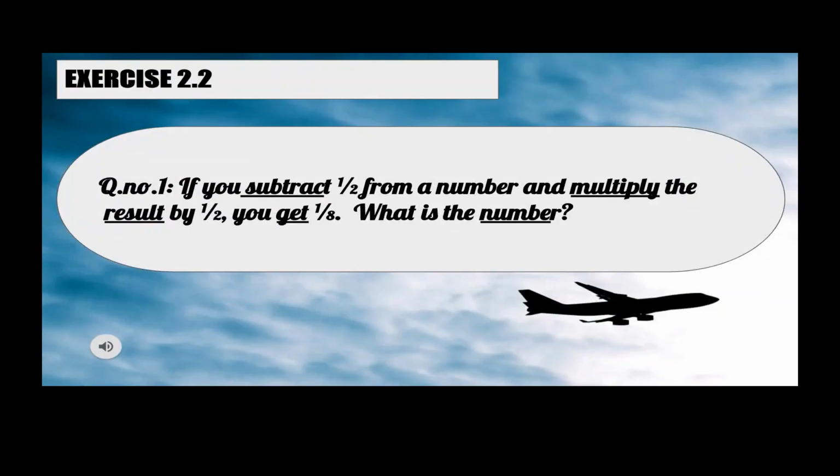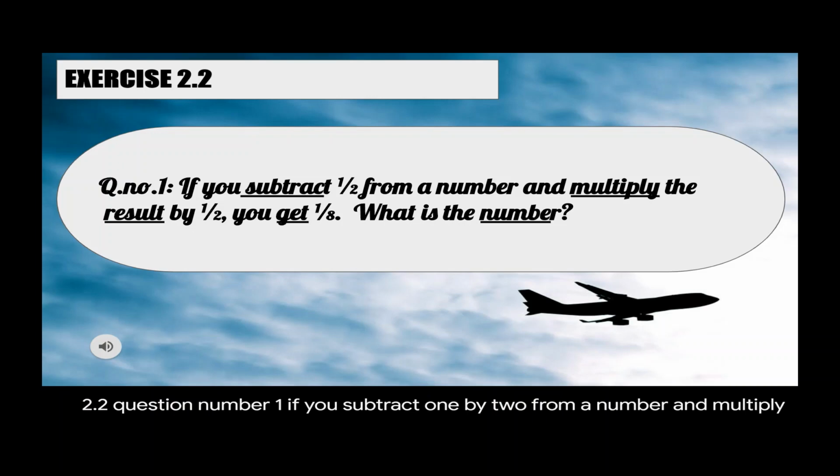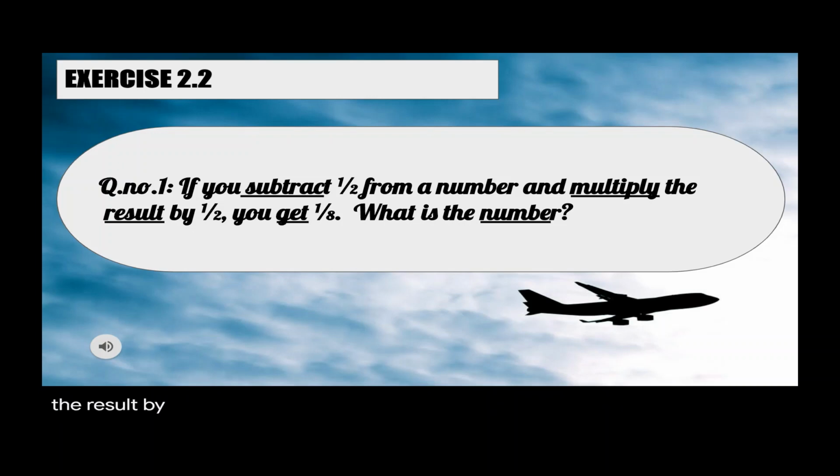Now we can start our exercise. That is exercise 2.2. Question number 1. If you subtract 1 by 2 from a number and multiply the result by 1 by 2, you get 1 by 8. What is the number? This is the question.